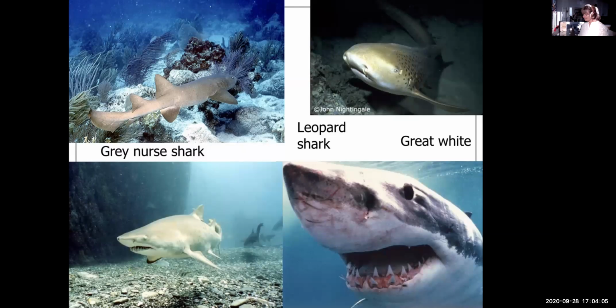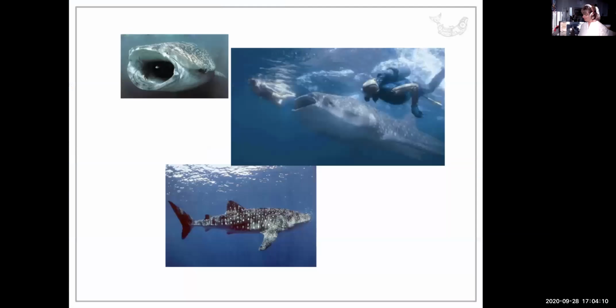And these are toothed sharks. Other sharks are not toothed. This is the whale shark, and it just simply opens its mouth, glides through the water, and filter feeds right out of the water. They're an enormous shark.